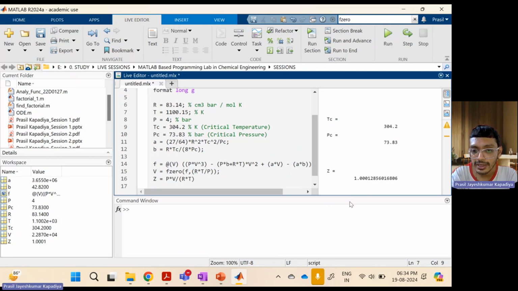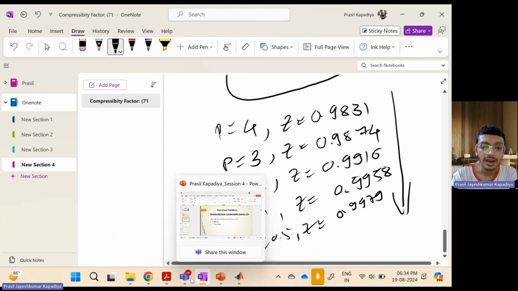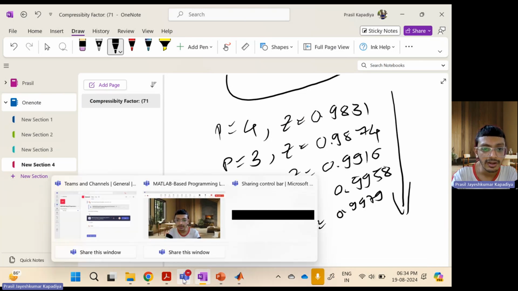See, the value is increasing. It is going greater than 1 for higher values of temperature. So see, as temperature is increasing, the value of Z is going greater than 1. So what we confirm from here is that gas behaves ideally at lower pressure and higher values of temperature.